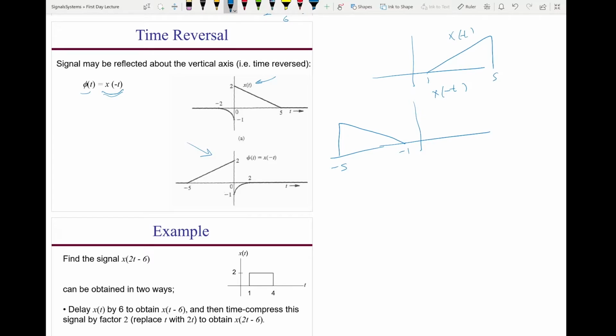There are many applications for it. One of them is when we do convolution between two signals. Convolution will require reversal of one of the signals.